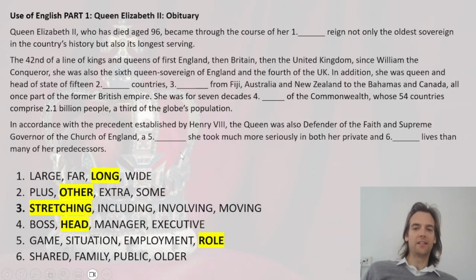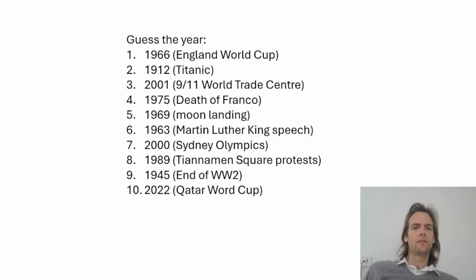It's something she did, it's her role. When in her private and public lives. Private and public, these words go together, don't they? So mark out of 6 for that use of English part 1. And let's go on to the years.